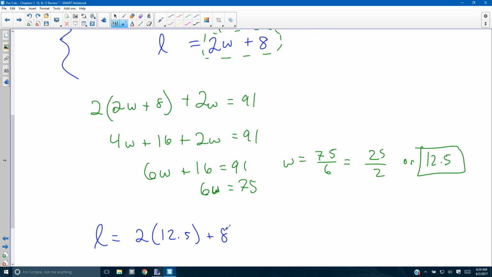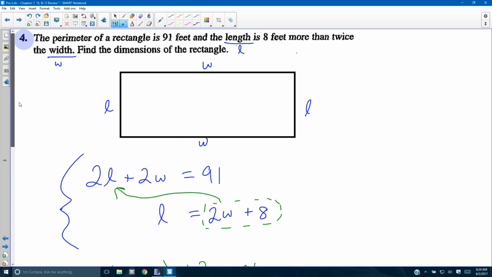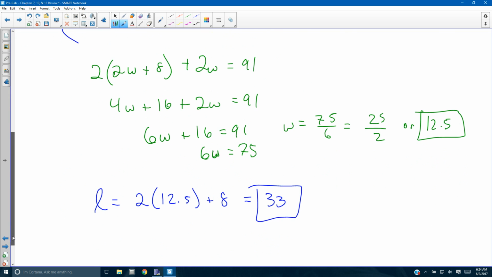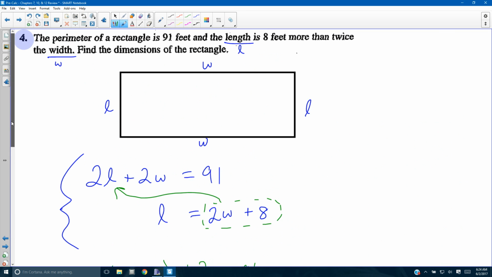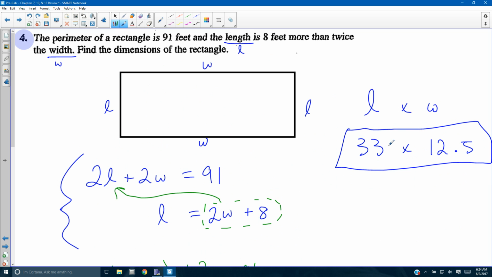Which is going to be 2 times 12.5 is 25. So 25 plus 8 is 33. Now they didn't give us units, I don't think. They didn't. So these are just units, not inches or whatever else. So far it looks like as far as length by width, this is a 33 by 12.5 dimensioned rectangle right there. I don't know if it's inches or what have you. They didn't ask us for area. They did ask us for dimensions. Let's confirm that that even works.